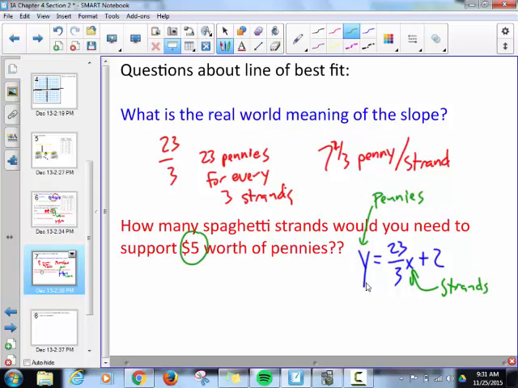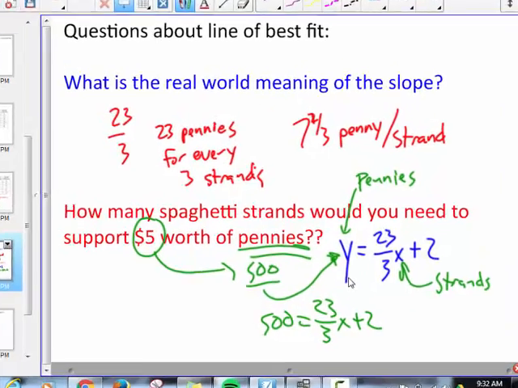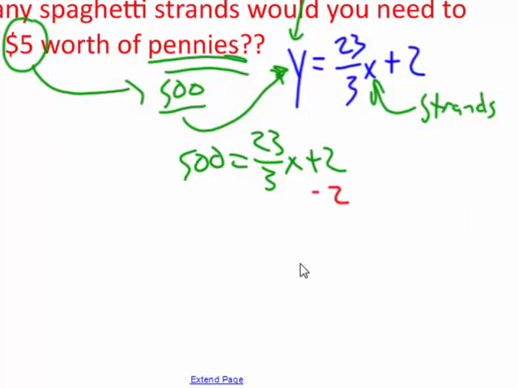But do I plug in 5 there? No, this counts how many pennies it is. So $5 is what? 500 pennies. So 500 needs to go in for the y. So I'm going to have 500 equals 23/3x plus 2. And now I have an equation to solve. So I need to go ahead and subtract the 2 from both sides. So I got 498 equals 23/3x.